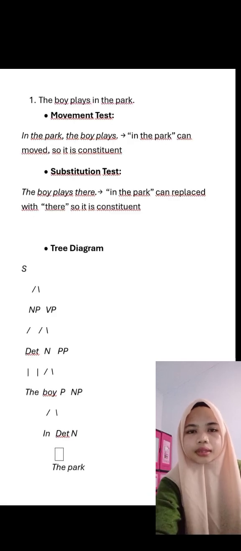Number 1. The boy plays in the park. Movement test. In the park, the boy plays. In the park can move, so it is constituent. Substitution test. The boy plays there. In the park can replace with there, so it is constituent. And here the tree diagram.